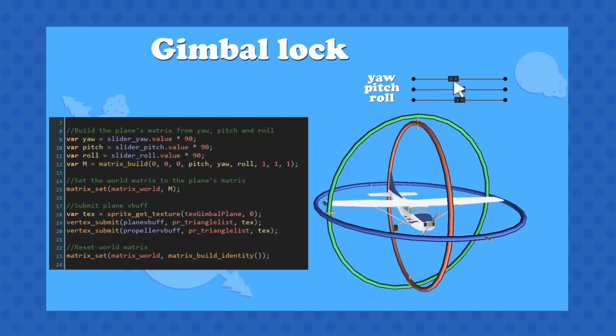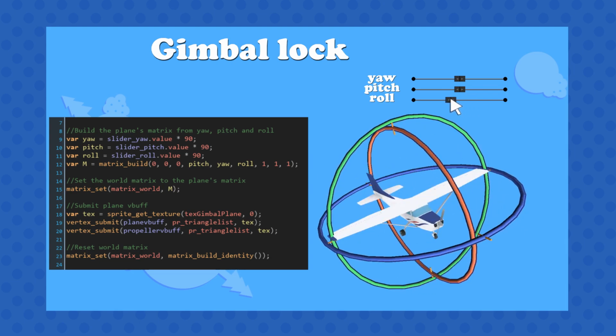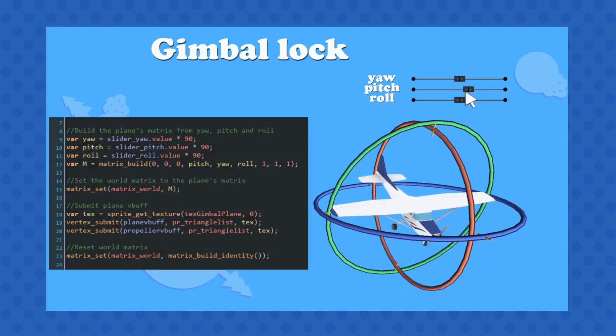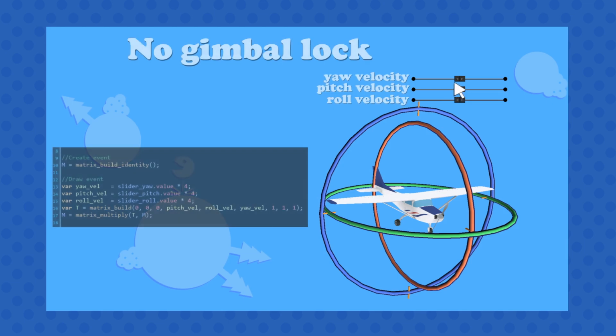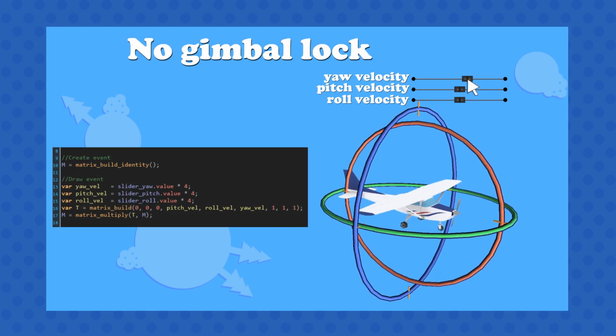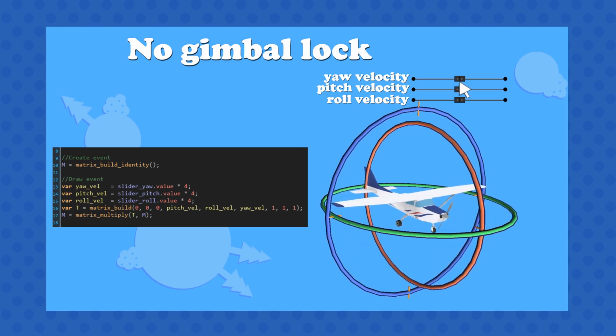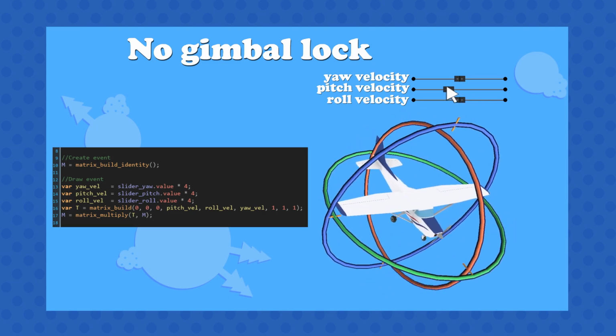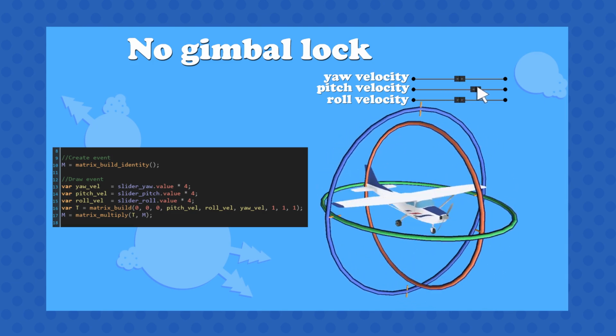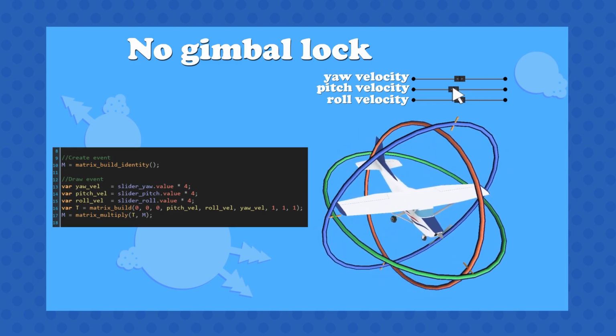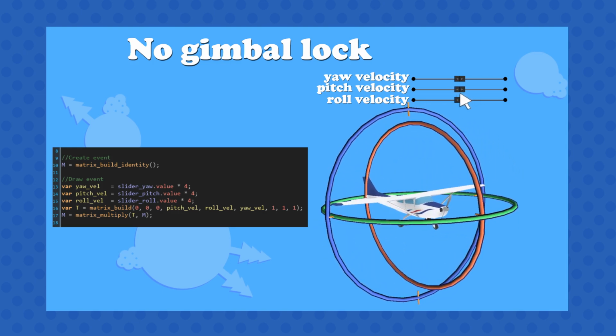But what if I told you there's a way to avoid this while still using the built-in functions? I'll switch from storing the angles directly over to storing their velocities, so that the sliders now control how fast the plane should rotate around the given axis. Then instead of setting the plane's matrix to whatever comes out of matrix build, I use it as a transformation matrix to continually transform the plane's matrix each step.